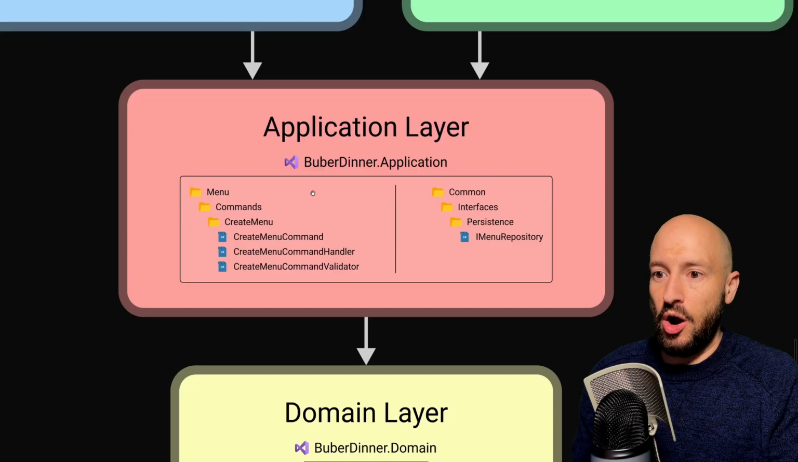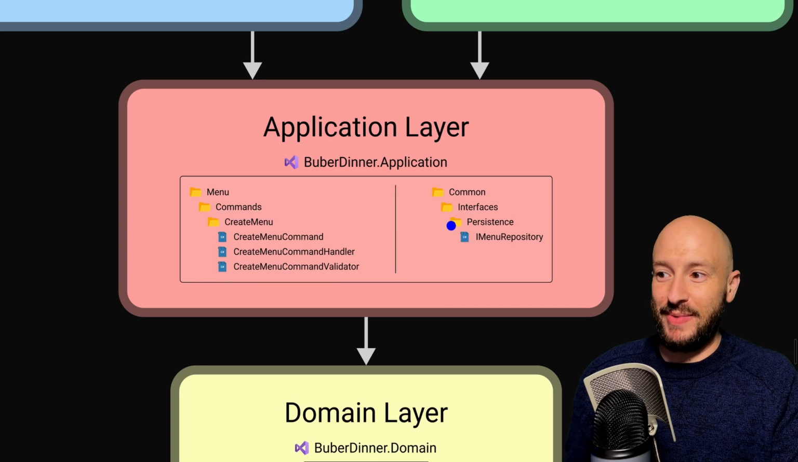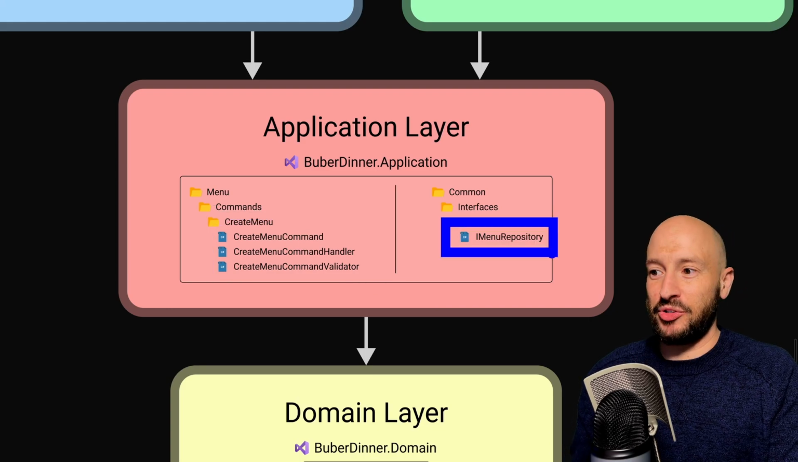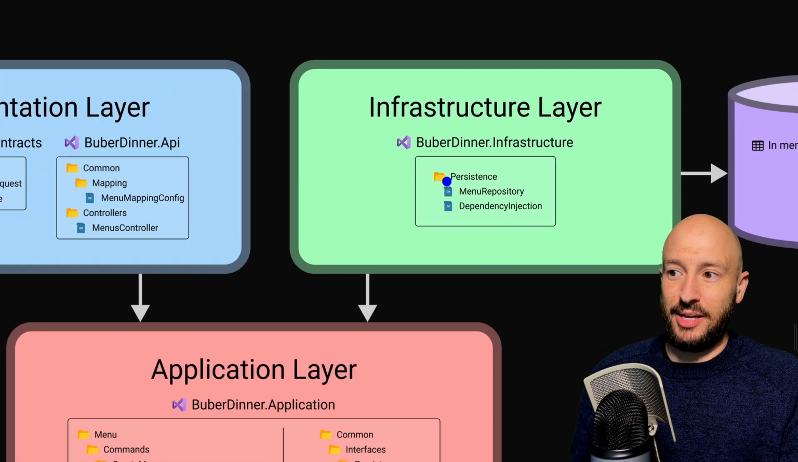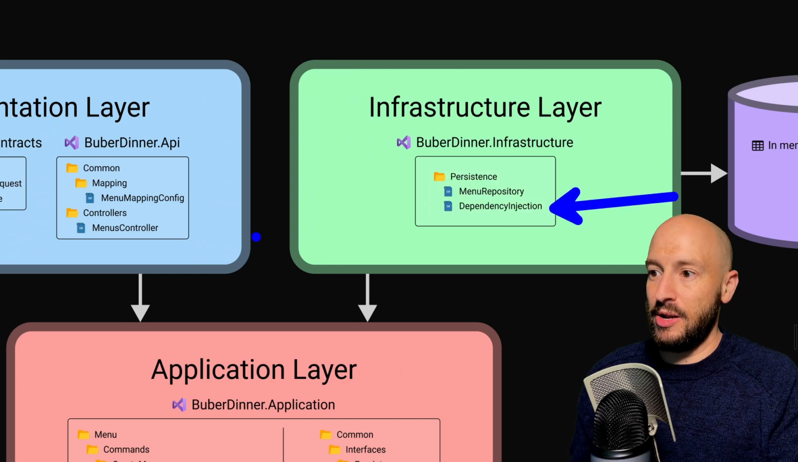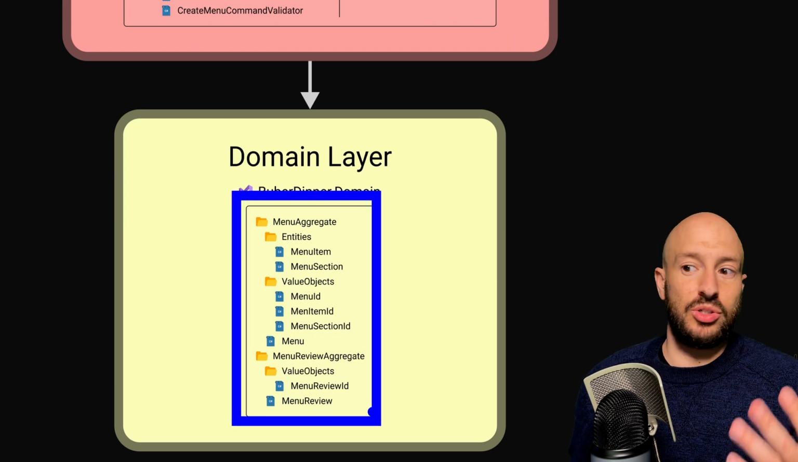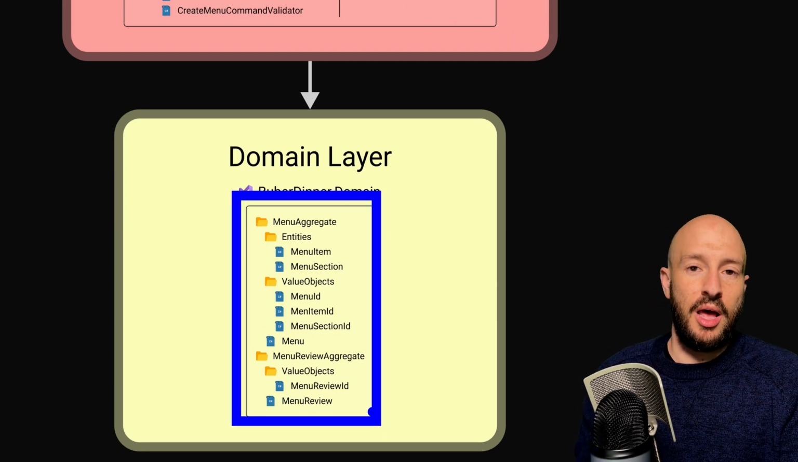So back to the overview. Now we have everything that we talked about. We have the IMenuRepository interface over here, which is actually implemented in the infrastructure layer. And here we wired some stuff together in the dependency injection. And over here, we have our aggregate that we just used to actually create the aggregate and store it in memory.